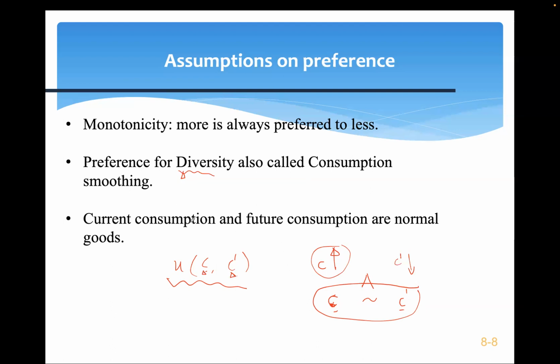Now the third one: assume current consumption and future consumption are normal goods. What does normal goods mean? It means that when your income increases, it usually leads to C and C prime both increasing. This is normal goods. Okay. So what is opposite to normal goods? It's inferior goods. So what is inferior goods? Inferior goods says if your income increases, your consumption usually is going to decline. So this is inferior goods.